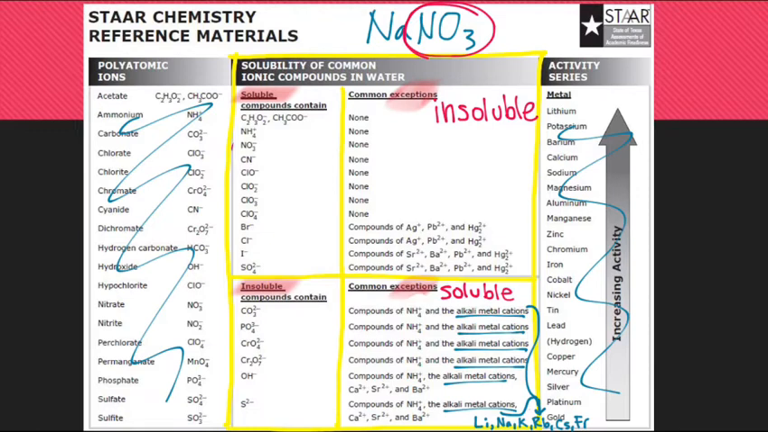So always, always, always going to be soluble if we have an alkali metal or NH4. And you don't have to memorize that. It's always waiting for you here on the back of our periodic table.